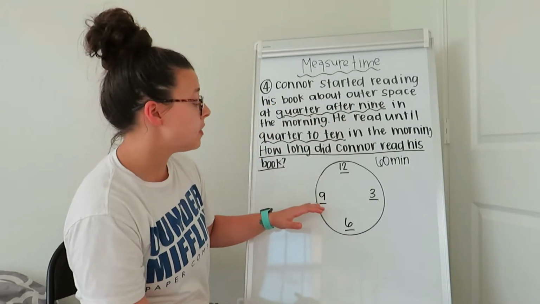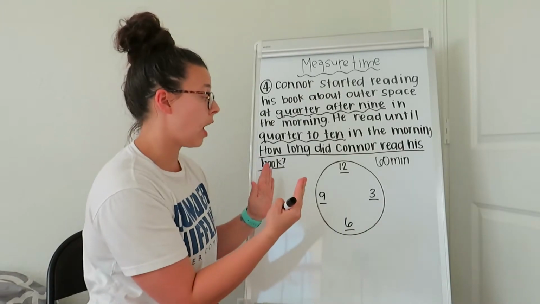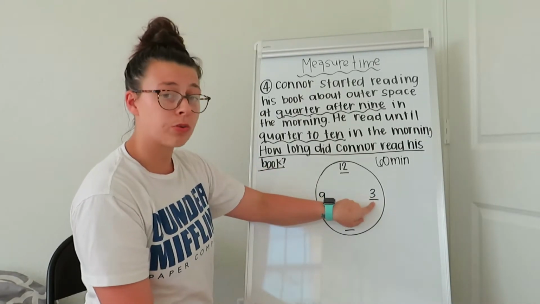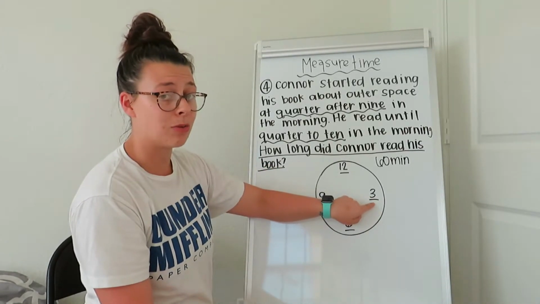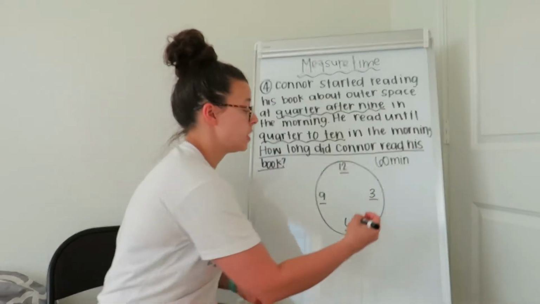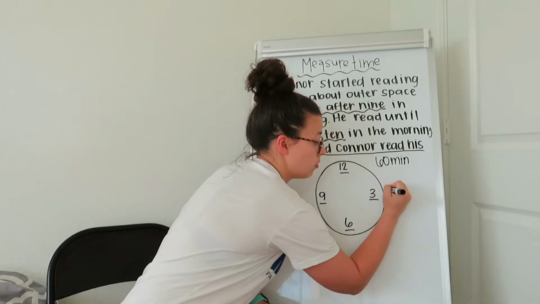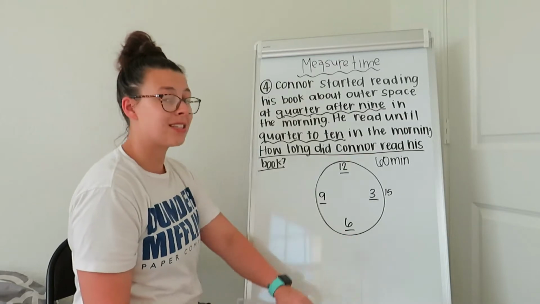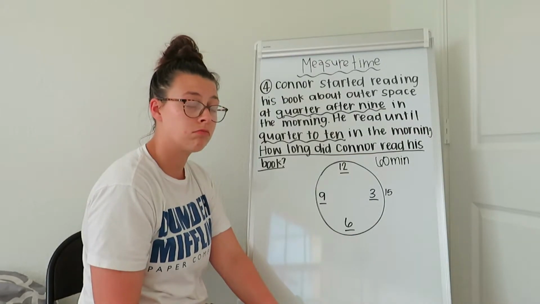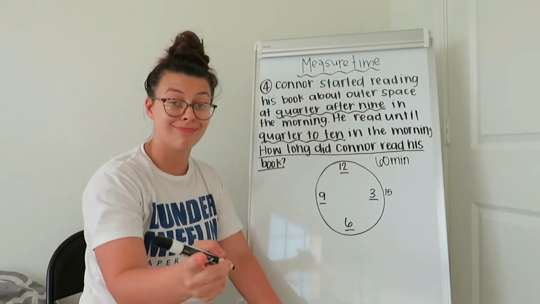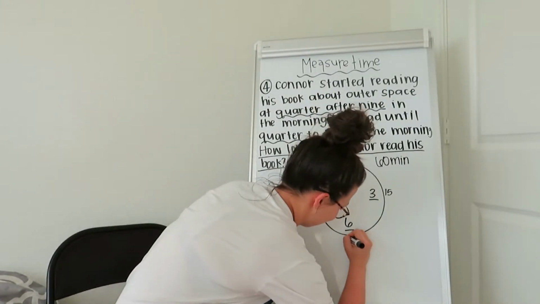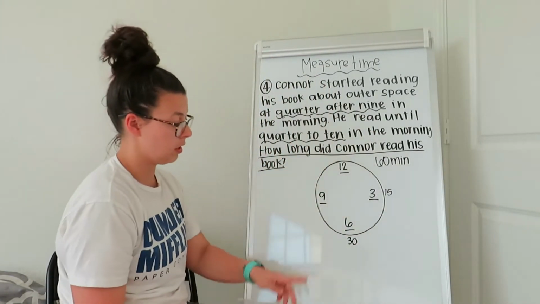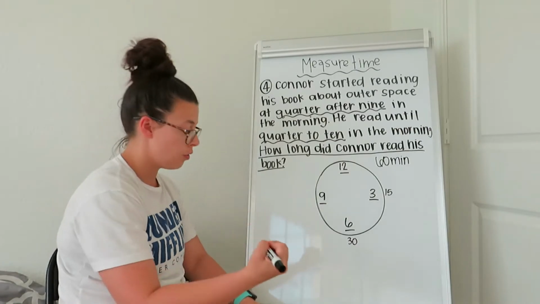Now, let's fill in the minutes on the outside part. What does that 3 stand for if my minute hand was on the 3? 15. What would it stand for, the 6? 30. The 9? 45.